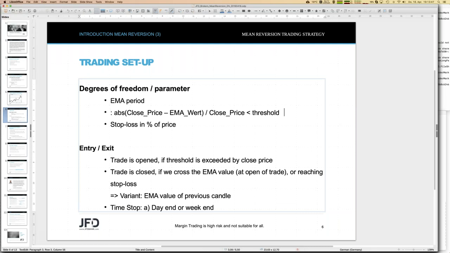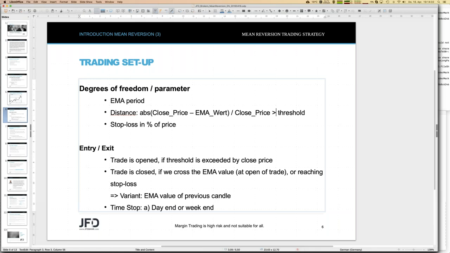What we measure is the distance between the EMA and the actual price. What we are doing here is we simply subtract the close price minus the EMA value and take the absolute value of that so that we have a real distance. And in order to have it on a percentage level, we divide that by the close price. So then we have, let's call it, a universal distance in percent. Later we will ask whether that distance exceeds a certain threshold, and that might trigger a trade.